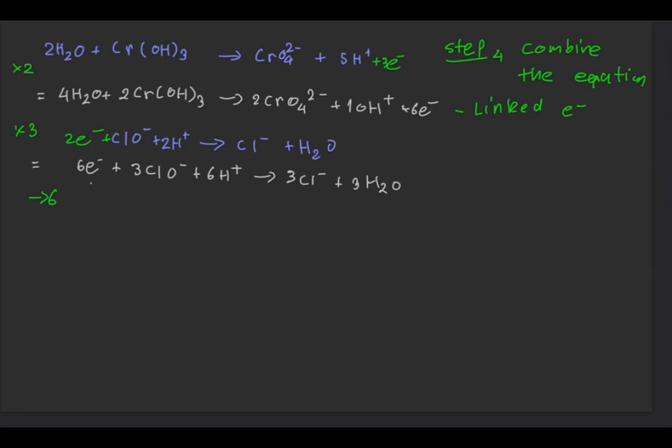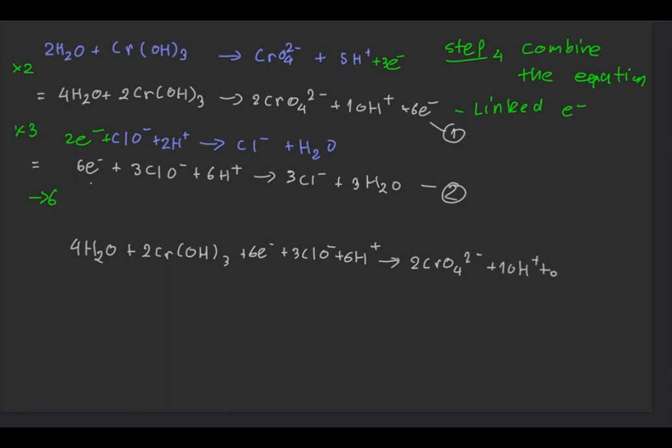Now we are going to combine the first and second equation together, which gives us 4 waters, 2 chromium hydroxide, plus 6 electrons, plus 3 hypochlorite, plus 6 protons, and on the other side 2 chromate plus 10 protons, 6 electrons, 3 chlorides and 3 waters. Now the electrons will always cancel each other out.